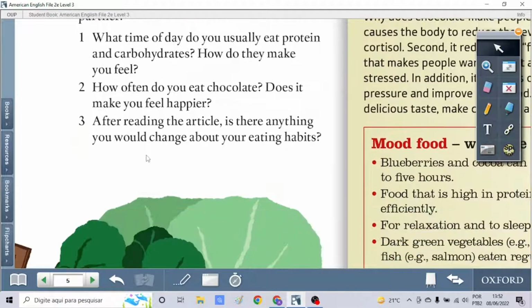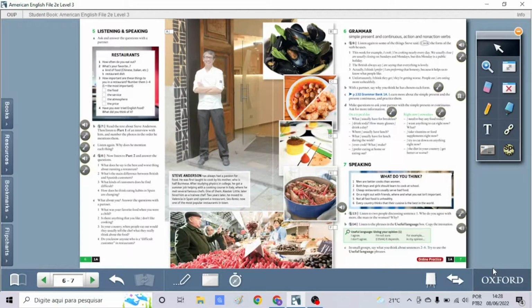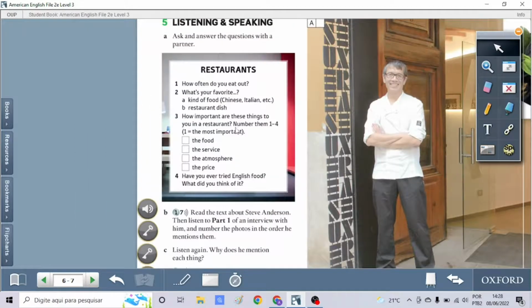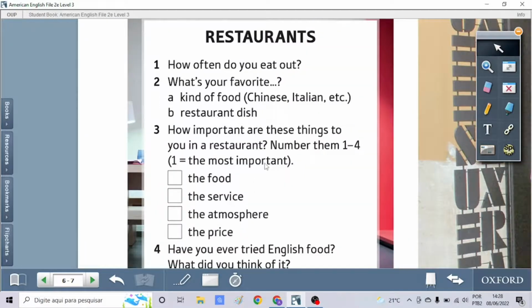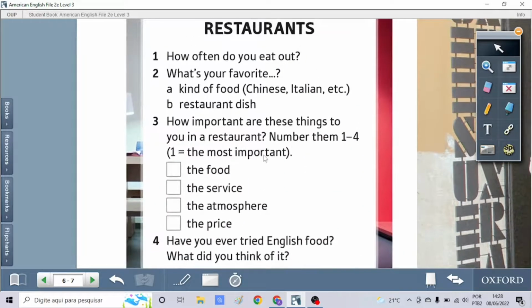All right. Now, activity 5, listening and speaking. Now, we're going to talk about restaurants. Let's have here some conversation about it. You can write the answers in a notebook. So, about restaurants, question 1, how often do you eat out? 2, what's your favorite A, kind of food? Chinese, Italian. B, restaurant dish.